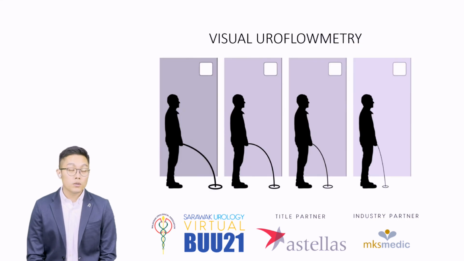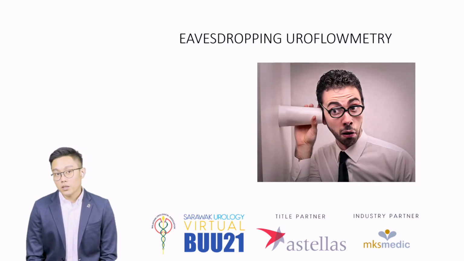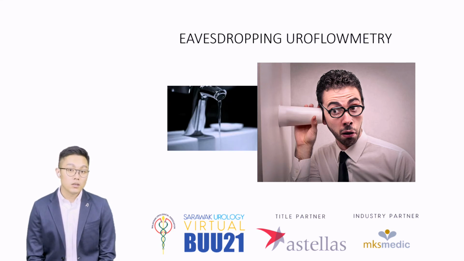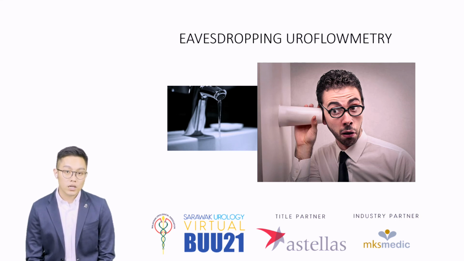Of course. One will be the visual uroflowmetry. Instead of asking or measuring, you just ask the patient how far the urine can go. Then it's just a tick on a piece of paper, cheapest you can get. Another one is what is also known as eavesdropping uroflowmetry. Just listen to the patient's urination to see if there's a waterfall or a dripping faucet.